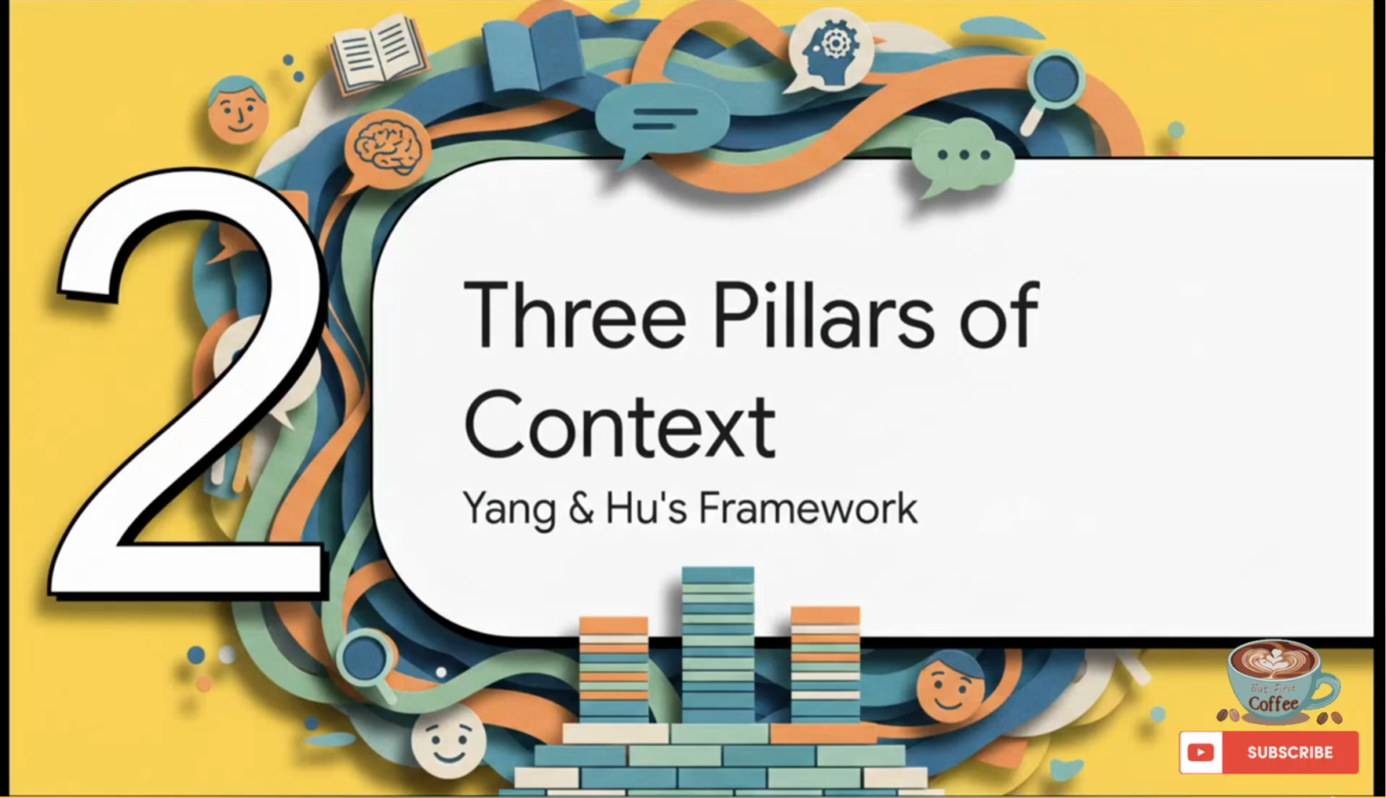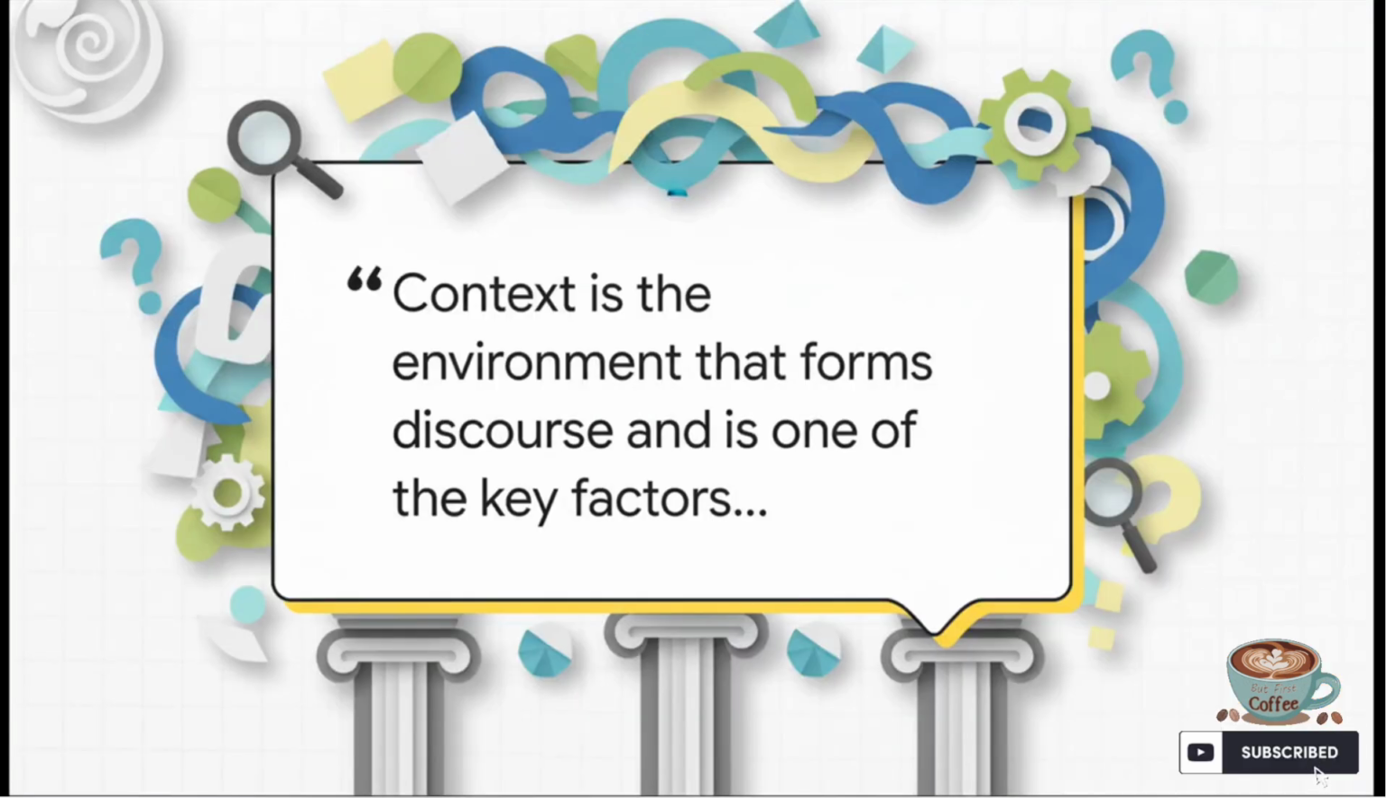Moving on to Section 2. Three pillars of context, specifically looking at Yang and Hu's framework. To solve these communicative mysteries, we really need the right analytical tools. Experts Yang and Hu remind us that communication never happens in a vacuum. So let's break down the three distinct lenses of context that they identify. You can think of these as the three pillars that literally hold up our understanding of language.